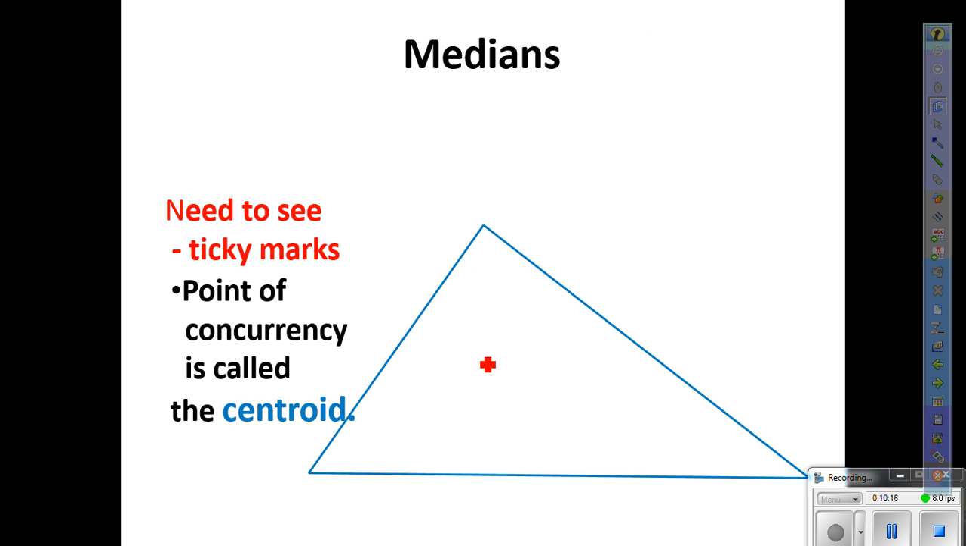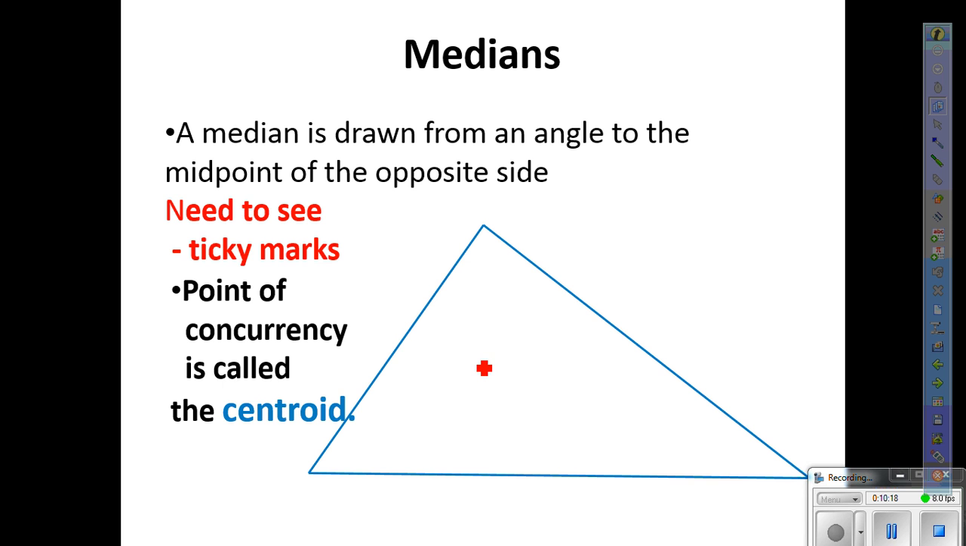Medians, another word for another special type of segment. A median is drawn from an angle to the midpoint of the opposite side. So, things we've got to remember: it does touch a corner, and it's going to a midpoint, which means that our sides have to have two equal parts. Just like the perpendicular bisector, we end up with two equal sides. So medians go from a corner to the midpoint.